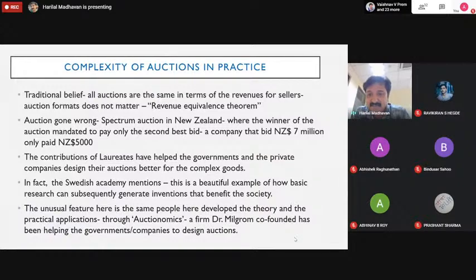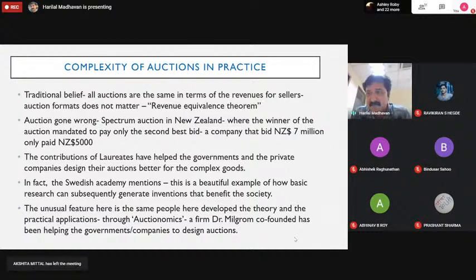In the case of New Zealand, we have seen that the person who quoted around $5,000 for a Spectrum deal won the bid, but he had actually bid 7 million New Zealand dollars, and he had to pay only $5,000 because the second highest bid was quite low there. So that's a huge loss for the government. He didn't have to pay his bid. The method adopted in that particular bidding process was the second best bid.